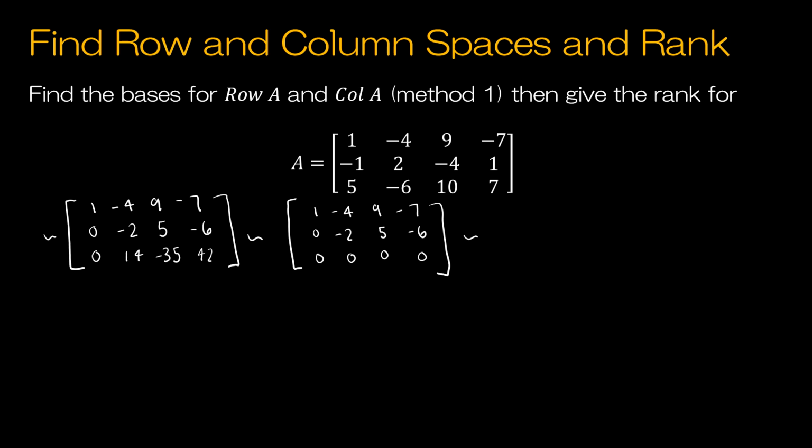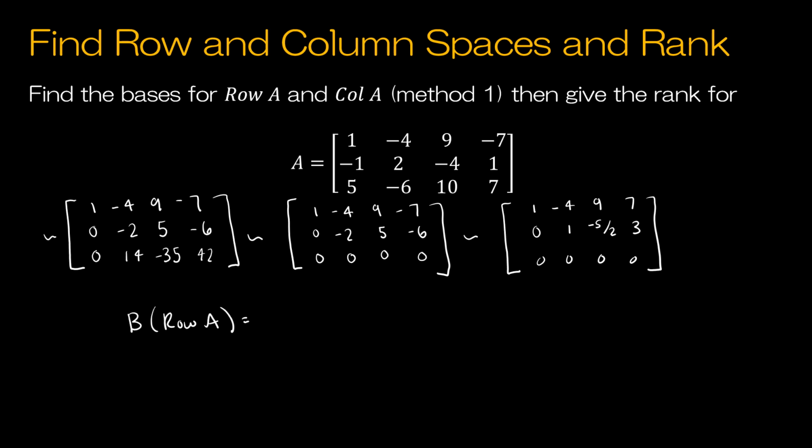And then I'm going to keep going just one more step, because remember, this is not REF yet, and I want it to be REF. So this is still 1, negative 4, 9, negative 7. I'm going to take negative 1/2 times row 2, so that gives me 0, positive 1, negative 5/2, positive 3, and this is 0, 0, 0, 0. So now I've done the math, and now I'm going to find the basis for row A. So the basis for row A is going to be, using REF, any non-zero rows.